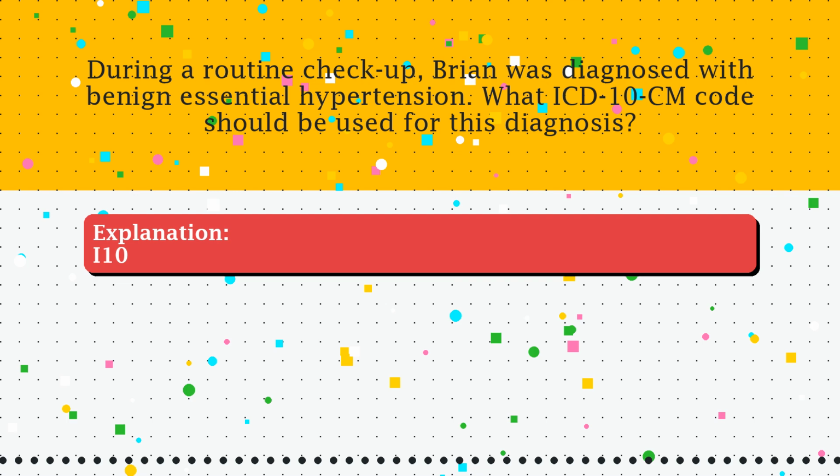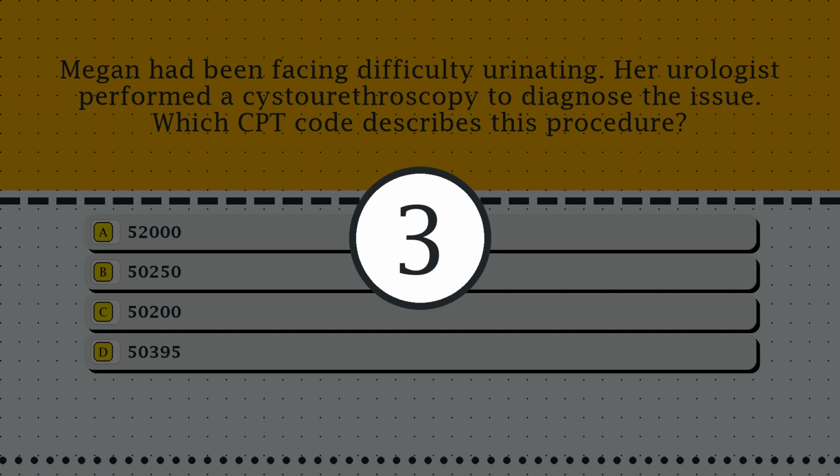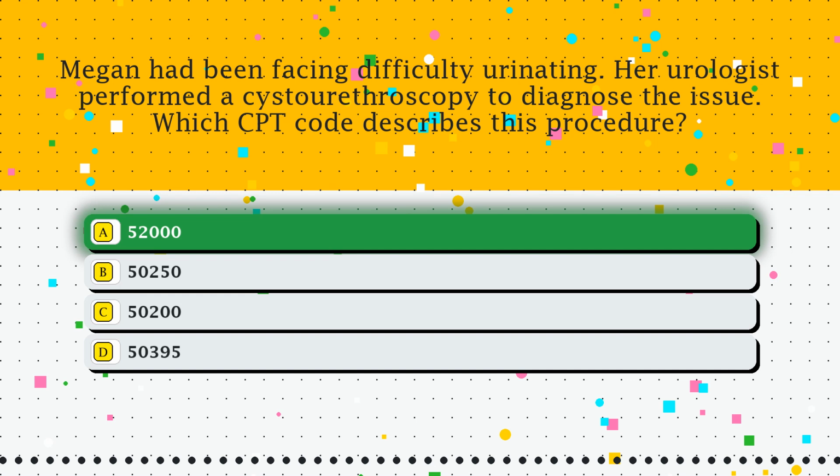Question 209. Megan had been facing difficulty urinating. Her urologist performed a cystourethroscopy to diagnose the issue. Which CPT code describes this procedure? Option A, 52,000. Option B, 50,250. Option C, 50,200. Option D, 50,395. The correct answer is option A, 52,000.